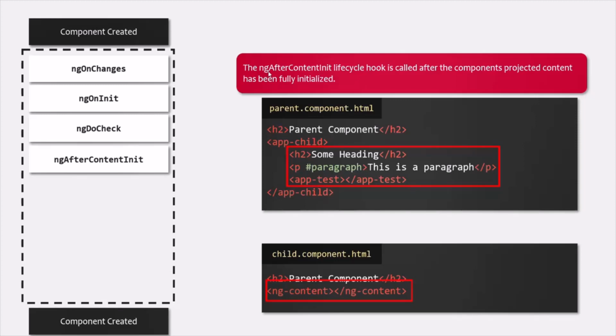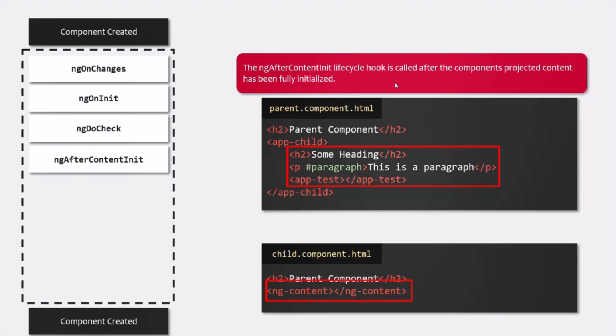Now, this ngAfterContentInit lifecycle hook will be called when all the projected content has been fully initialized and it is injected into the component's view. For example, after this h2 element, this paragraph element, and this test component have been fully initialized and injected in place of this ngContent, after that only, this AfterContentInit lifecycle hook will be called. Also remember that Angular will call this lifecycle hook even if there is no projected content in the component.